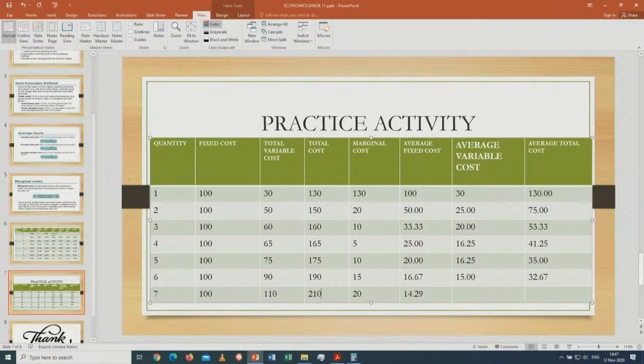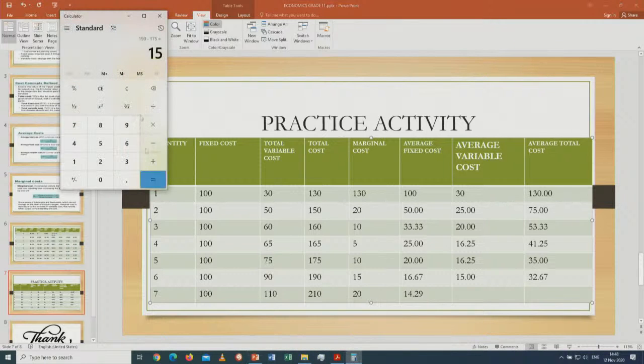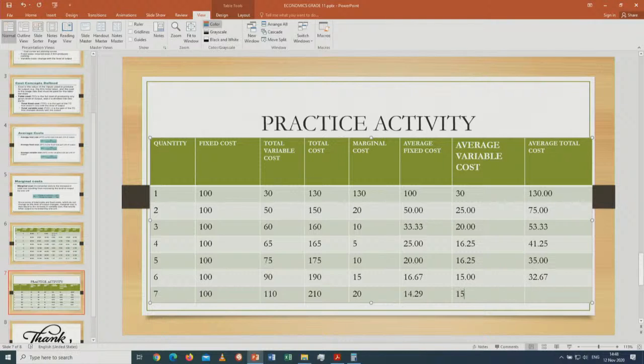Right, and then we go to the average variable cost. Where is our variable cost? Our variable cost is 110. Let's go back. It's 110. So it is 110 divided by, the variable cost is 110. How many units have we produced here? We have produced 7. So it gives us about 15.7 here.